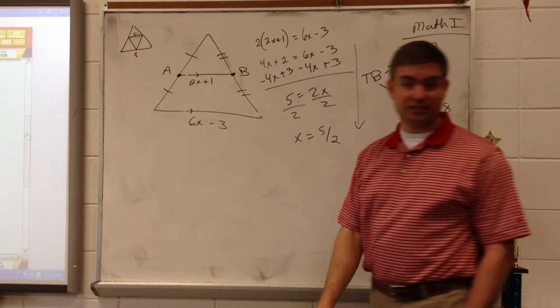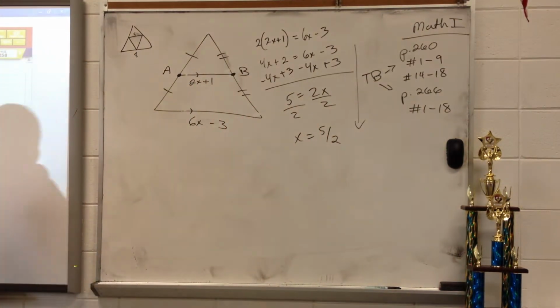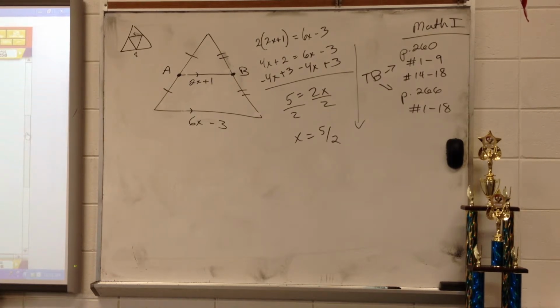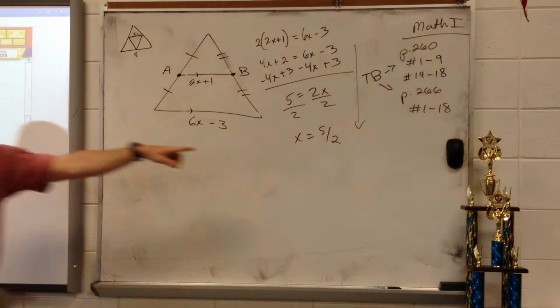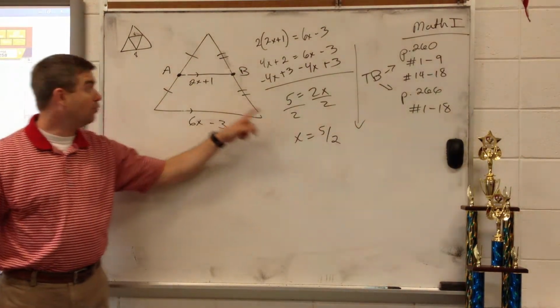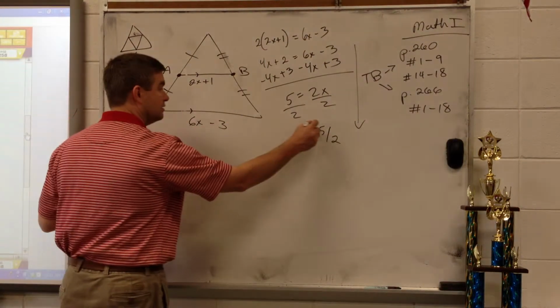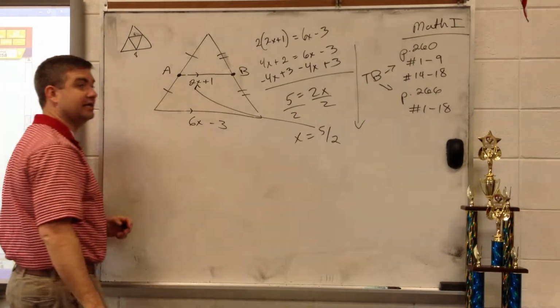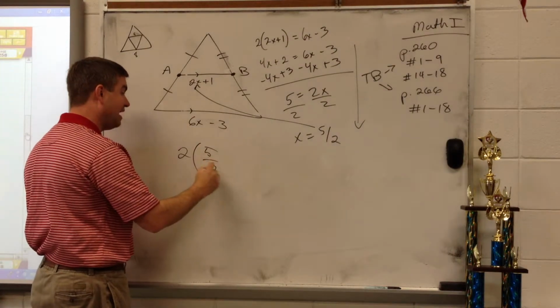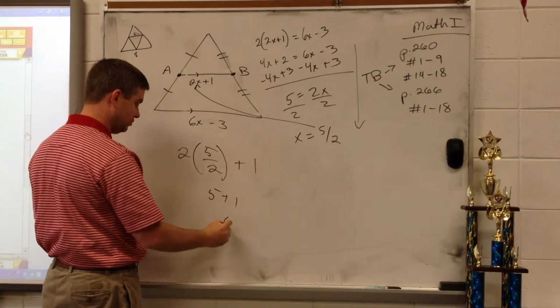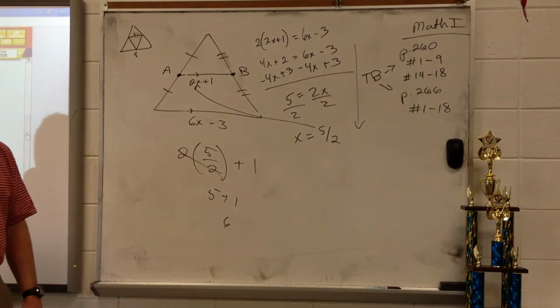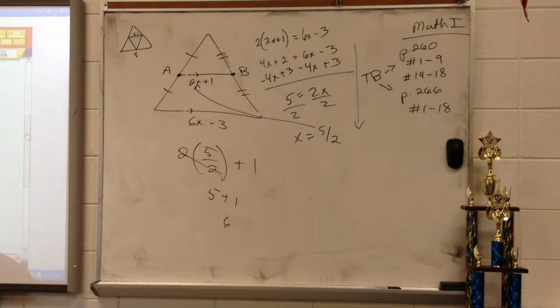Do you think it will always ask you for x? What do you think might be tricky? What might they ask you instead of saying find x? Find the midsegment. Yeah, they might say find AB. Here's AB. You found x. Is this the answer? No. What would you need to do with the 5 halves? Take it and do what with it? Plug it in right there. 2 times 5 over 2 plus 1. 5 plus 1 or 6. So AB equals 6.